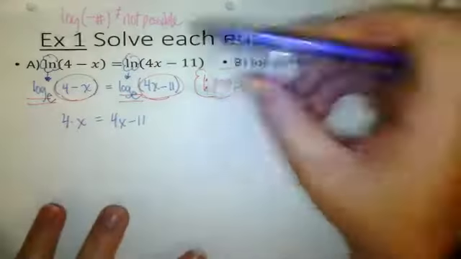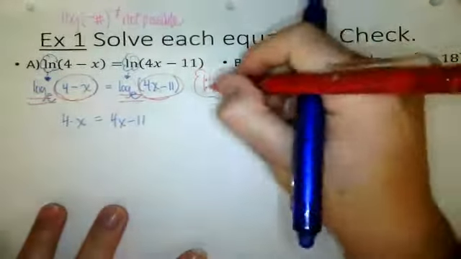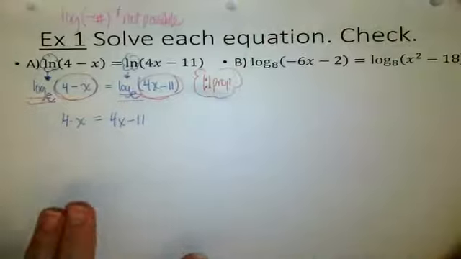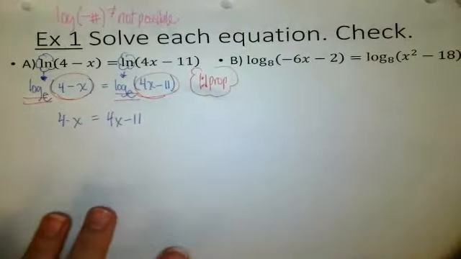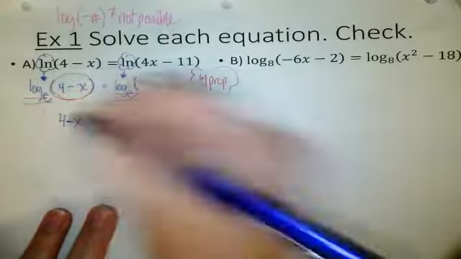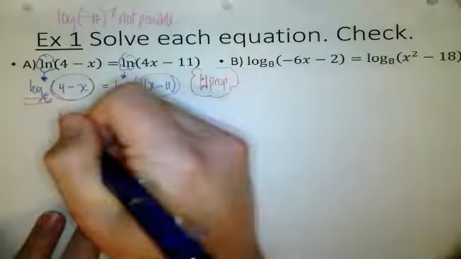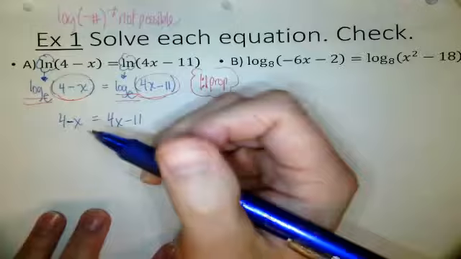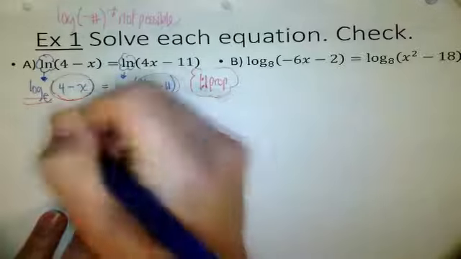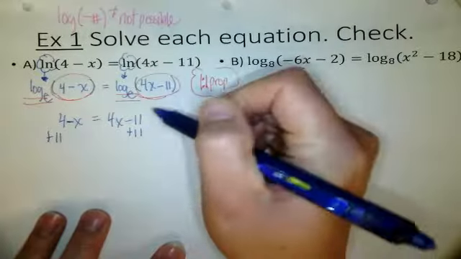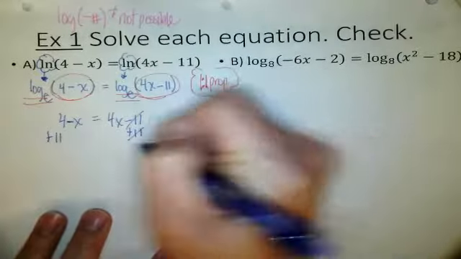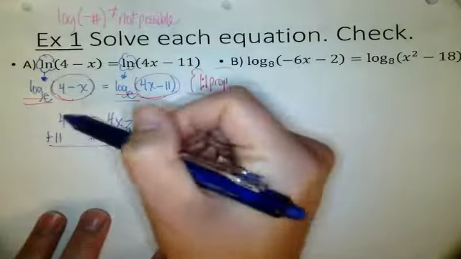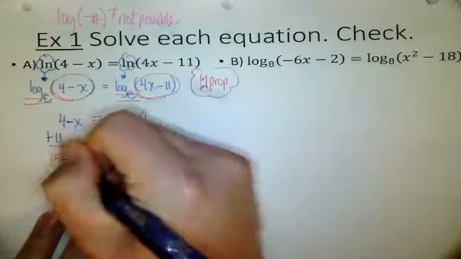Okay. How are we going to solve? We need to get like terms together. So what do you want to do? Okay, I heard add 11. I can do that. Let's add 11. So we want to get our like terms on the same side. So we can add 11. 4 and 11 makes 15.